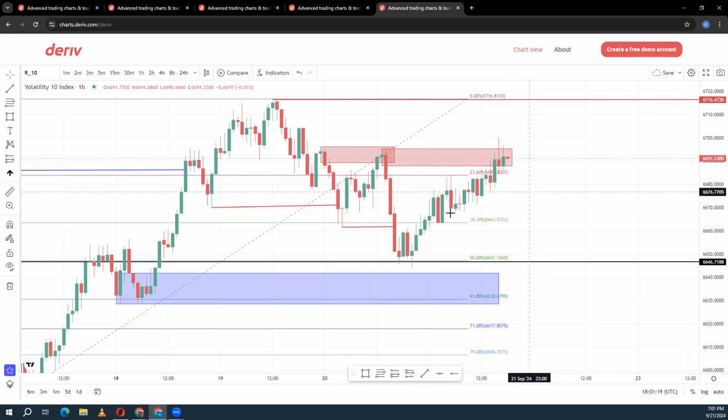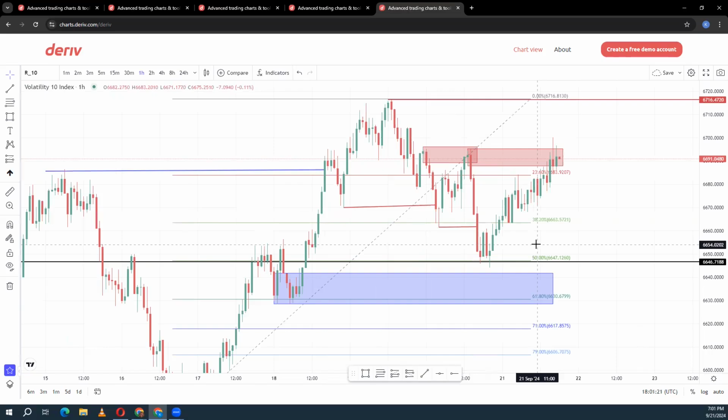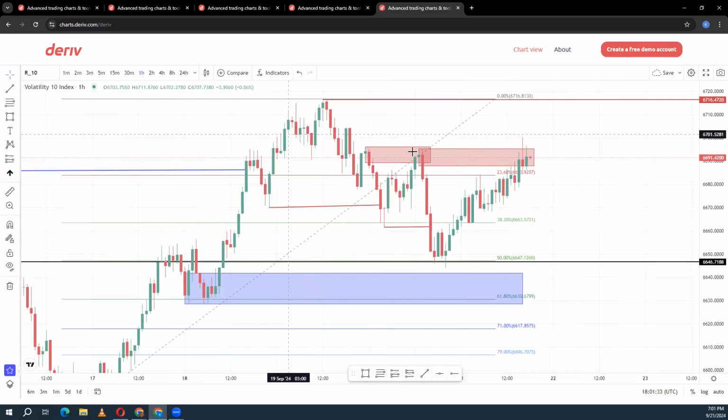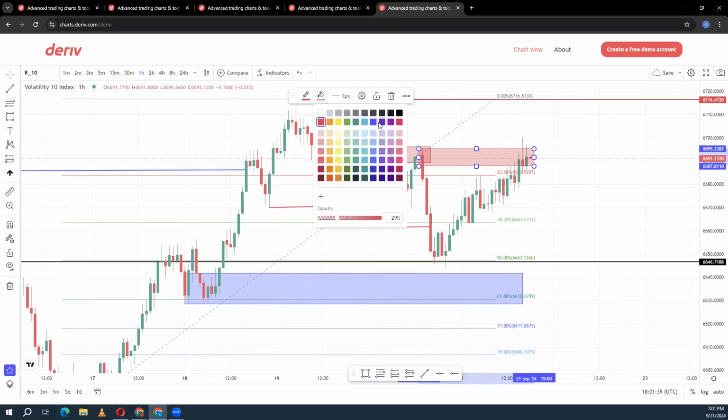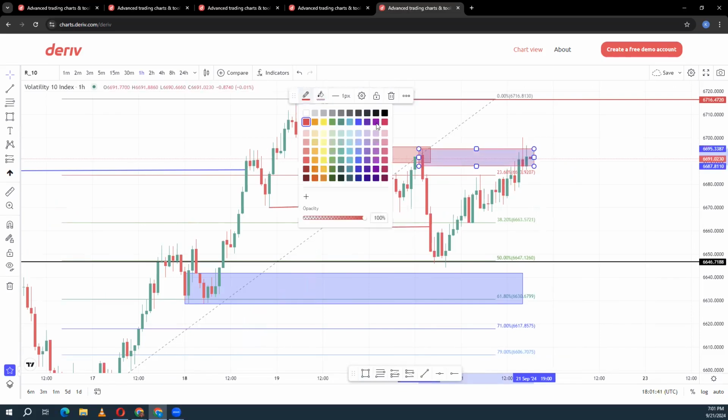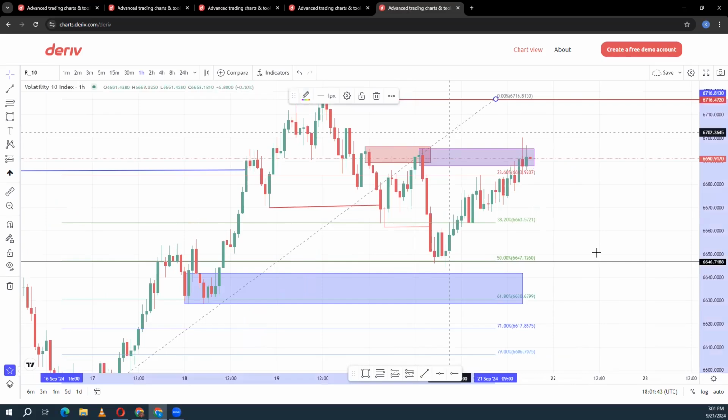But if you know that the bigger target it's going for is this weak high, you would not want to sell after it has touched the 50% of the fib. Are we all together? So let's change the color of this one as the trap. So that's the trap right there.